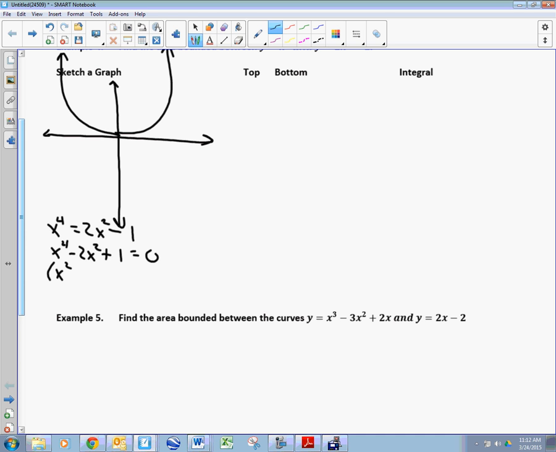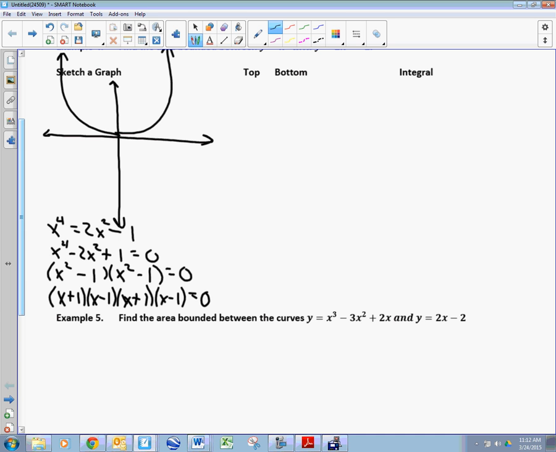x squared minus 1 times x squared minus 1. Do those factor? Yes. So what do you notice about your solutions? Yeah, it's a double. And if you have a double solution, that means that it touches tangent.